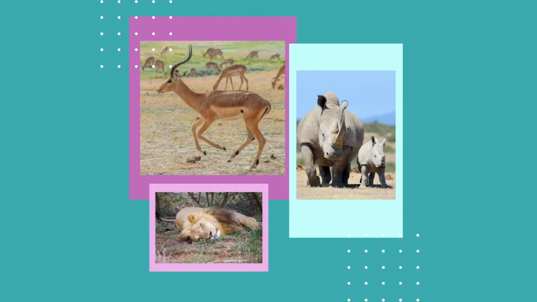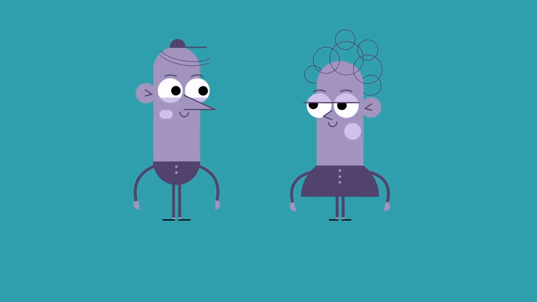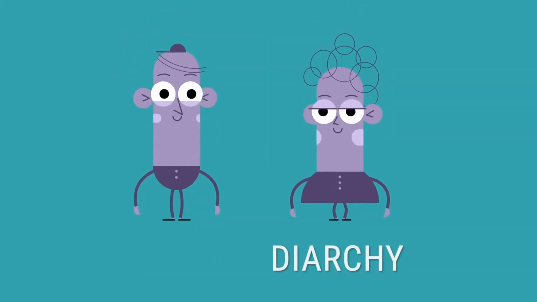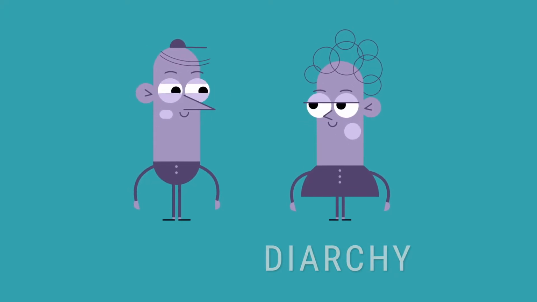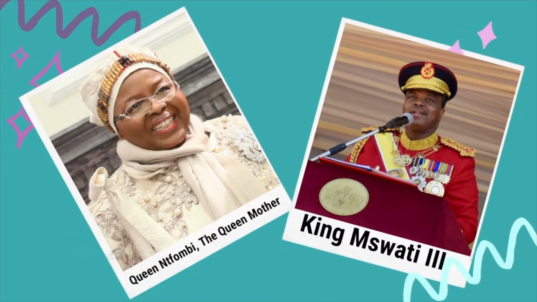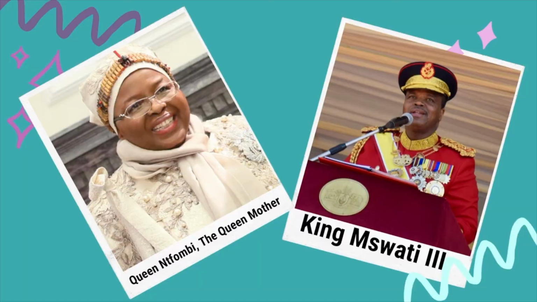impala, and rhinos. The Kingdom of Eswatini is one of the world's last remaining absolute monarchies, although in actual fact it's an absolute monarchy diarchy. 2 members of the royal family rule the country together. However, it is the king who is the official head of state. He has many wives and children.